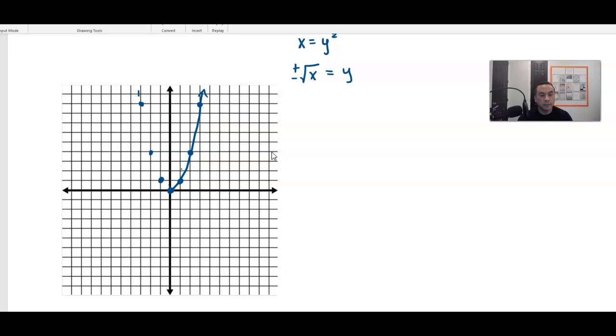So this is going like this. Didn't hit those points perfectly, but you guys understand, right? Okay, so anyway, there's your parabola. And then the inverse, remember, was y equals, or g of x, g inverse of x is equal to plus or minus the square root of x.